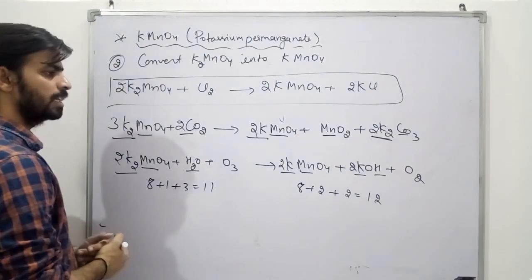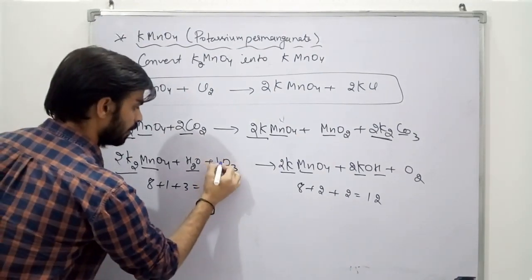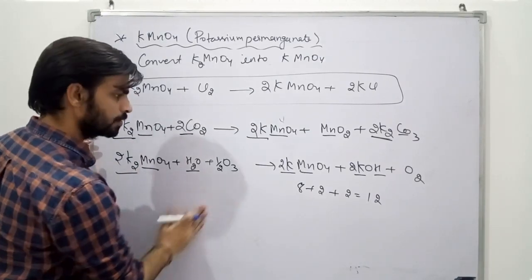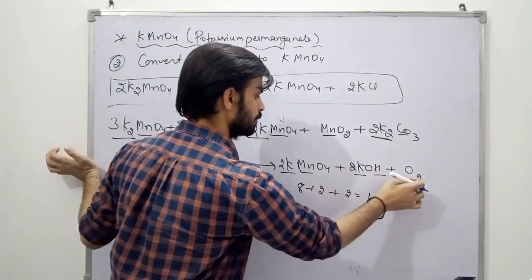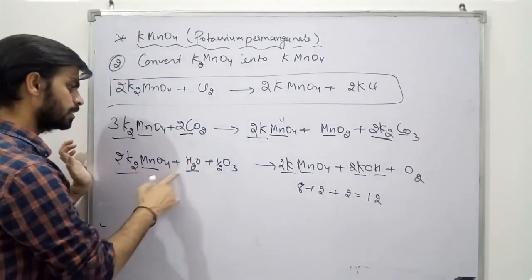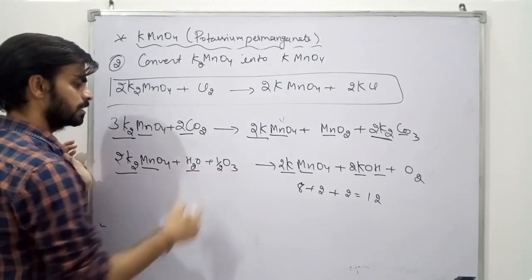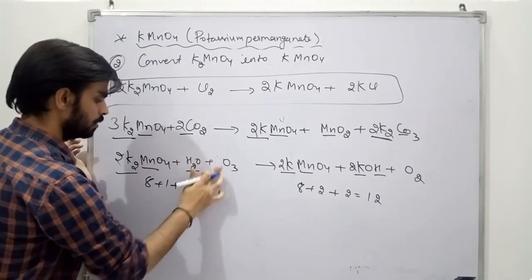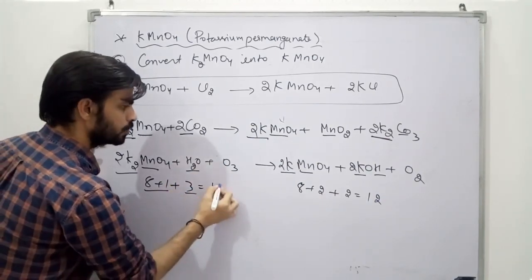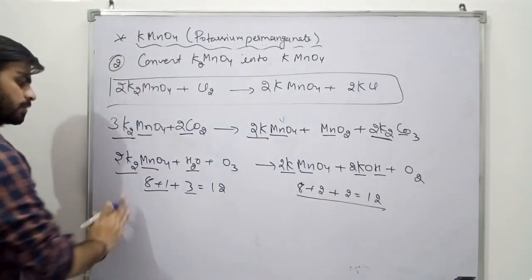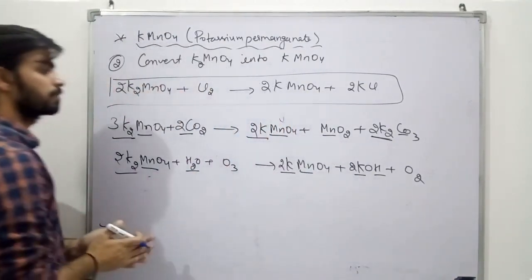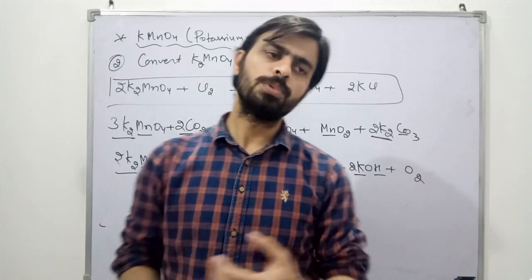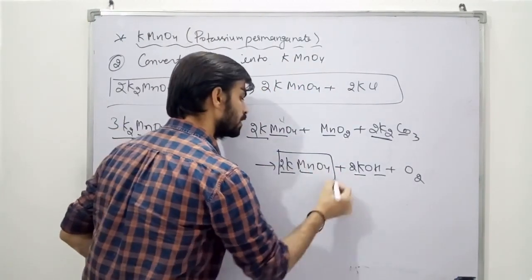So again we have to multiply this equation. If I have a half here, that means 3 by 2. Multiply this equation by 2. 4 times 2 is 8, 9, 10, 11, 12. 4 times 2 is 8, 9 plus 3, 12. Oh, it is balanced. 4 times 2 is 8 plus 1 plus 3, 9 plus 3, 12, and this is also 12. So this is also a balanced equation. By these two steps, we can easily convert manganese oxide into potassium permanganate, which is our very important compound.